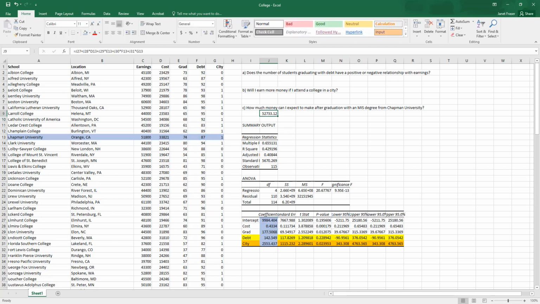So the model is predicting that I can expect to make about $52,733 upon graduation with my MIS degree from Chapman University. So the model is actually predicting slightly higher earnings than the actual data shows, but actually it's within about $1,000, and that's pretty darn close. That's pretty good.